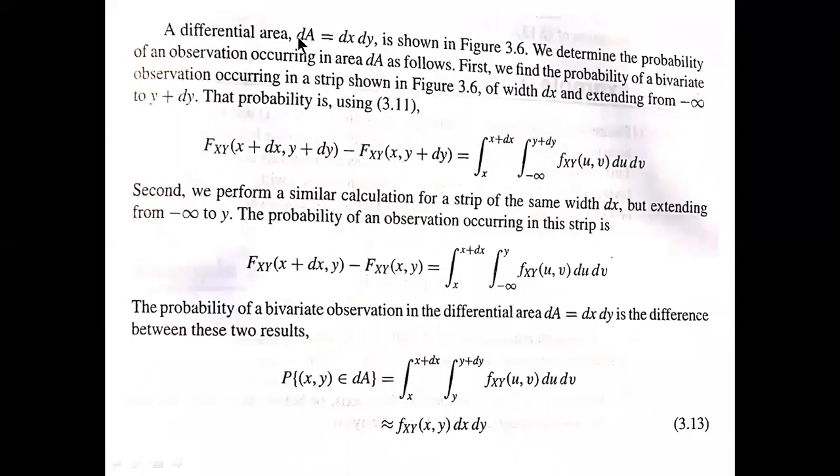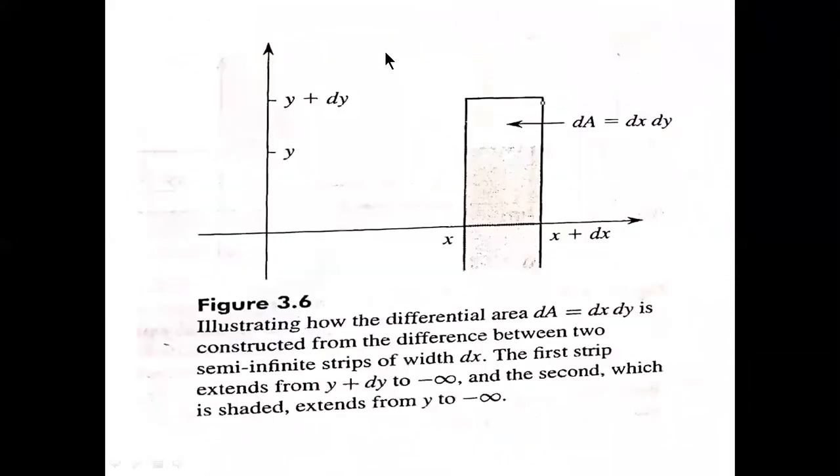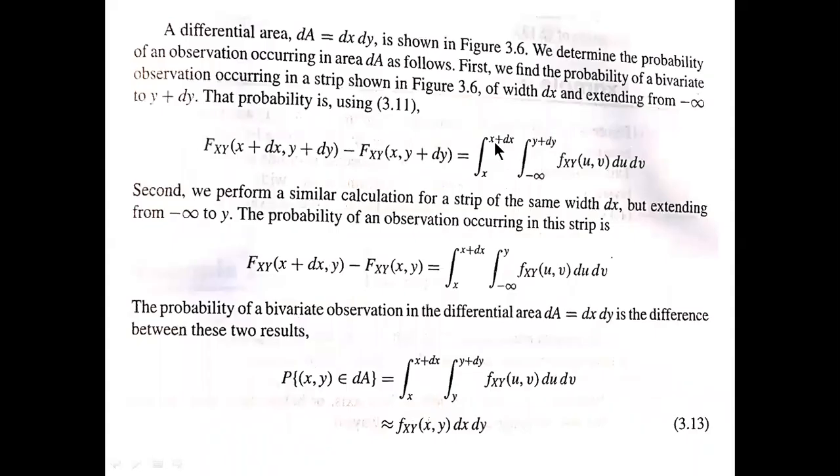So the differential area dA, which is dx dy, if you take this over here, is between the x and x plus dx values, and similarly you need to take between y and y plus dy. So we are talking about only this area. That is what is shown in the figure, and we determine the probability of an observation occurring in the area dA, which is like this.